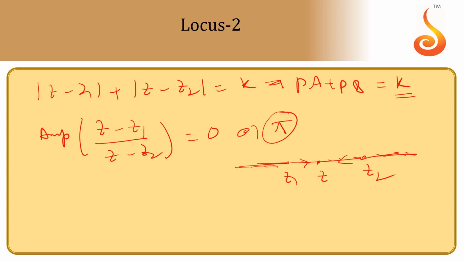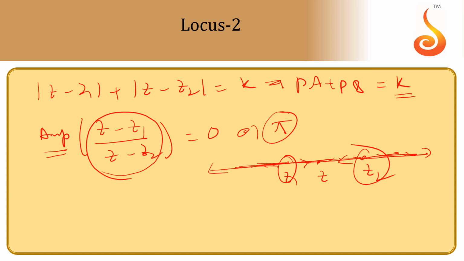But please observe, I am giving amp. So if z is z1, amp of 0 is not defined. If z is z2, this division is not defined. So the locus of z is the total line joining z1 and z2, but except the points z1 and z2. So like this, you can learn all the locus points, some standard results you can remember.